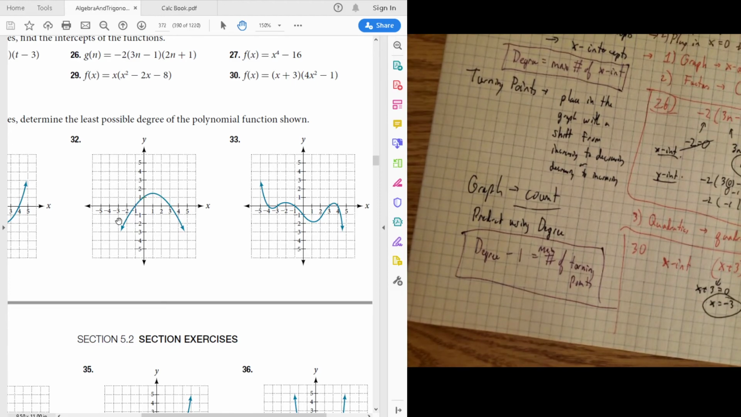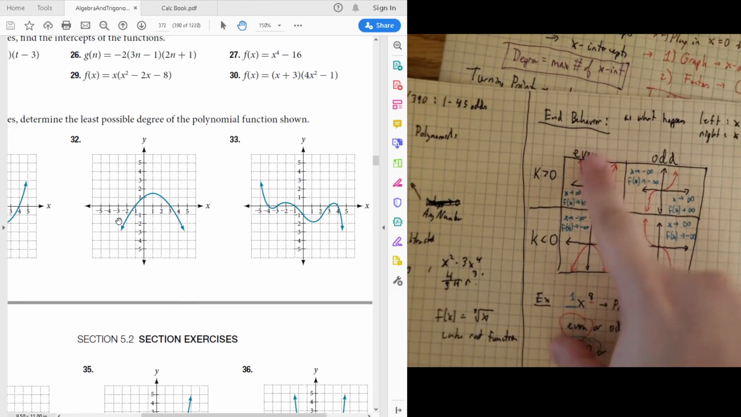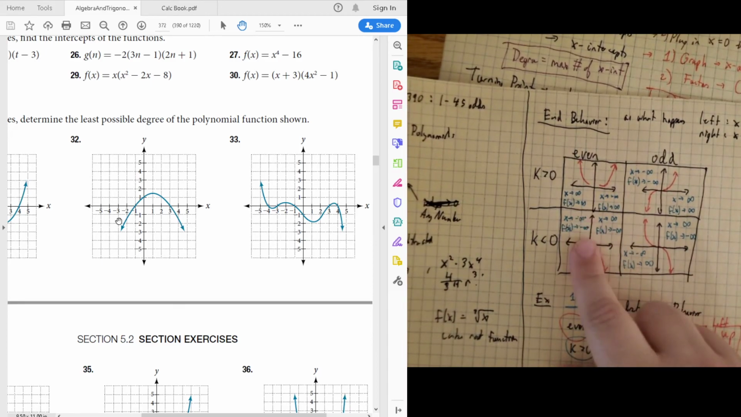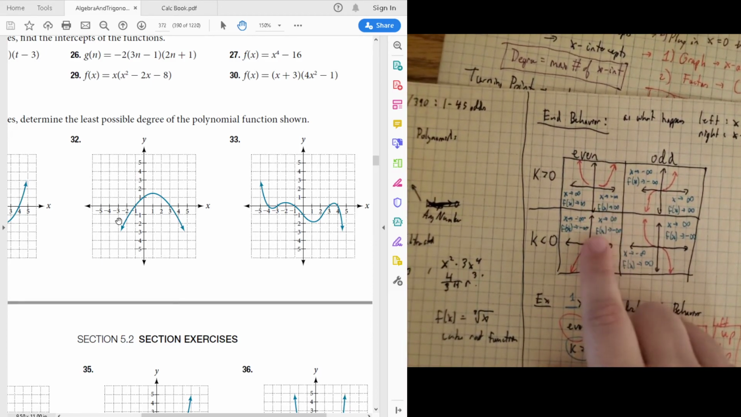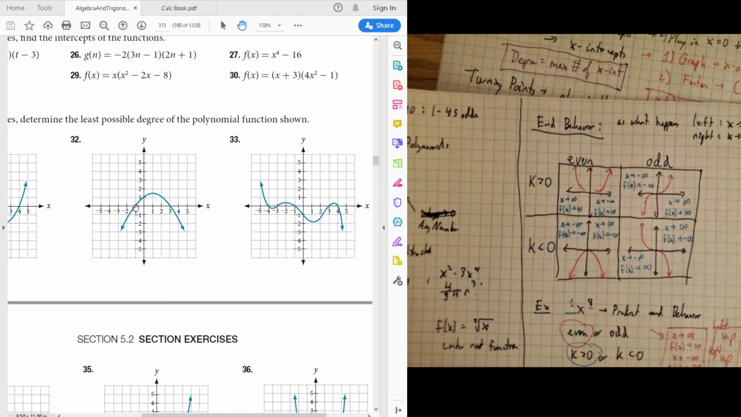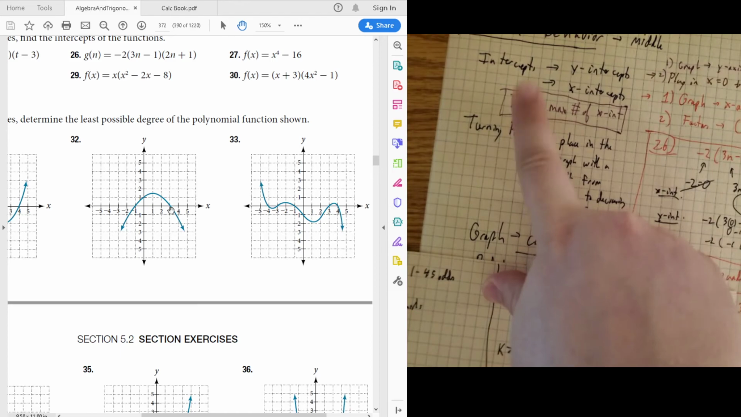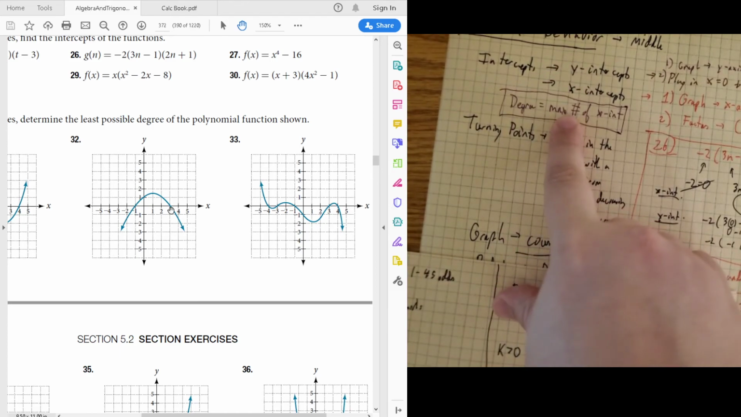I have this behavior, so I can look at this list and be like, oh, it looks like this one. This tells me it's going to be even. So that tells me it's going to be 2, it's going to be 4, it's going to be 6, it's going to be 8, it's going to be some even number. But which one? Well, I have 2 x-intercepts, 1, 2, and the x-intercepts tell me the degree that it could be. 2 makes logical sense.